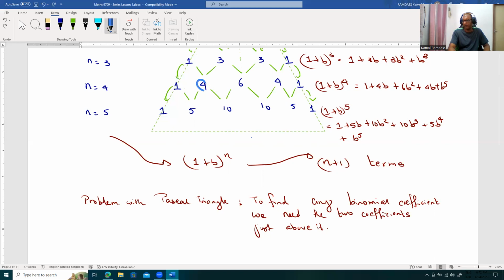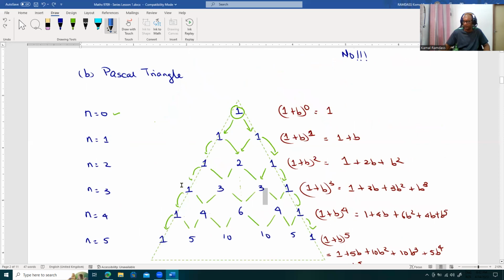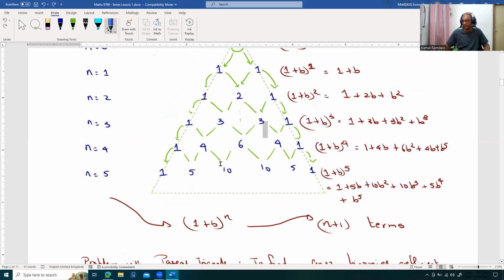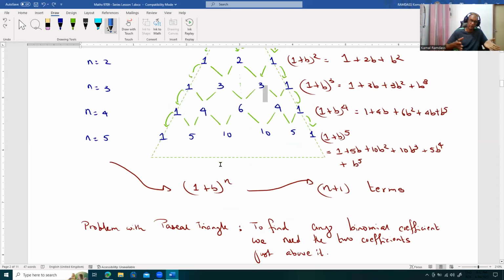Bon, le problème avec the Pascal triangle, to find any binomial coefficient, we need to know the two coefficients above. Par exemple, si mon envie qu'on 4, mon besoin qu'on 1 et 3. Si mon envie qu'on 6, mon besoin qu'on 3 et 3. Finalement, mon besoin qu'on the whole Pascal triangle. Et il n'est pas pratique. Si mon envie fait une affaire 1 plus b to the power of 30, par exemple, il n'est pas pratique de faire un Pascal triangle with 30 rows.